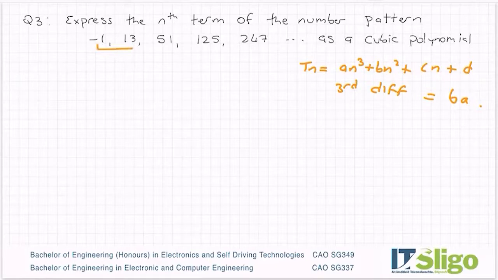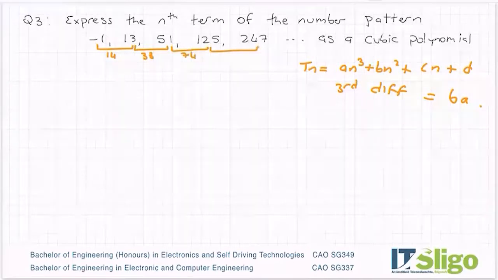So we have to find the first difference first. Minus 1 to 13 is a difference of 14. 13 to 51, I'm popping on my calculator here because I could very easily make a mistake. 125 minus 51 is a difference of 74. And 247 minus 125 is a difference of 122. So that's the first difference, and it quite clearly isn't the same, so it's not a linear pattern.